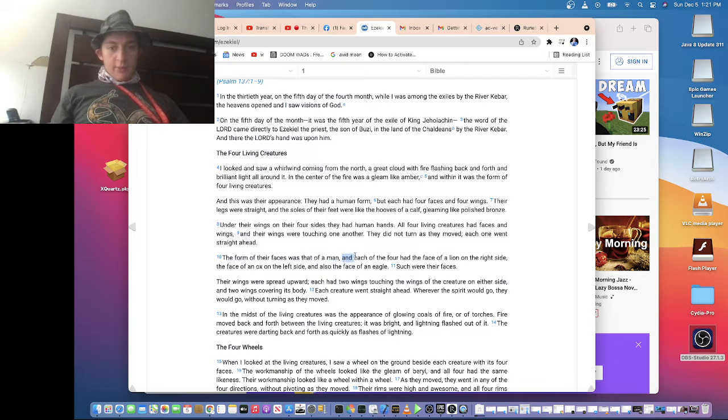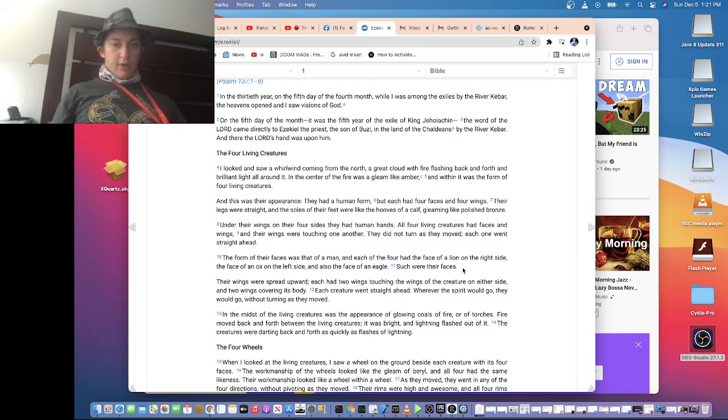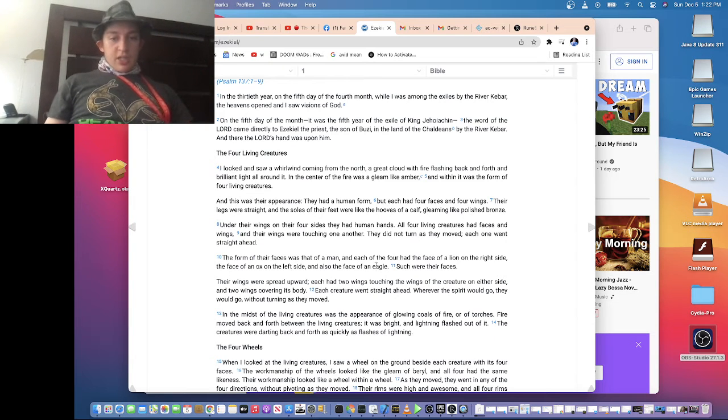Each of the four had a face of a lion on the right side. So this is talking about the four living creatures. So we've already talked about how many? 3? 4? Form of the face was that of a man, and each had the face of a lion on the right side. Okay? And the face of an ox on the left side. And also had the face of an eagle. Such were their faces.